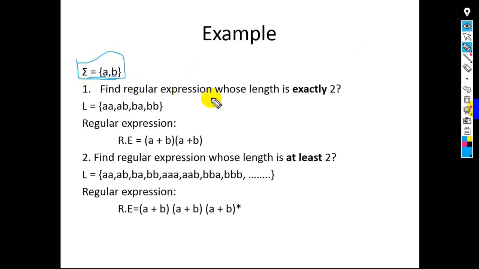Find a regular expression whose length is exactly 2. So you should keep in mind exactly, at least, at most. What does exactly mean? Exactly means that the length of the string will be equal to 2. It should not be greater than 2 or less than 2. It should be exactly 2.